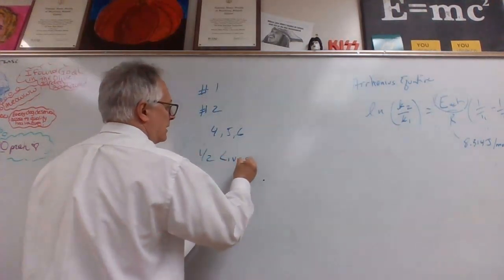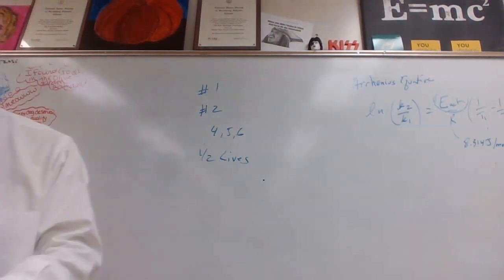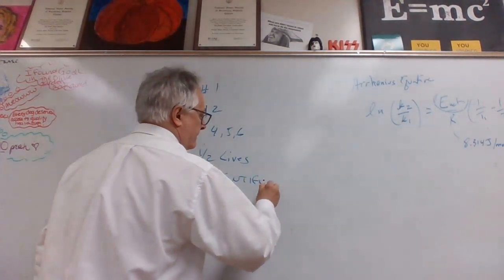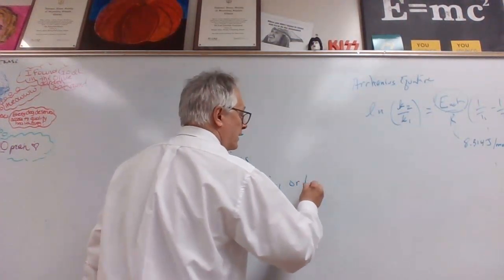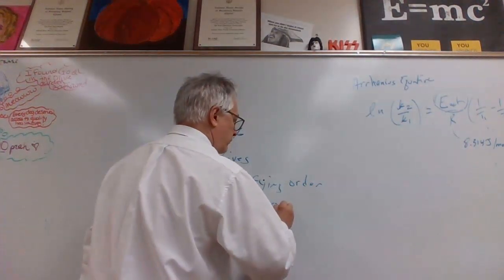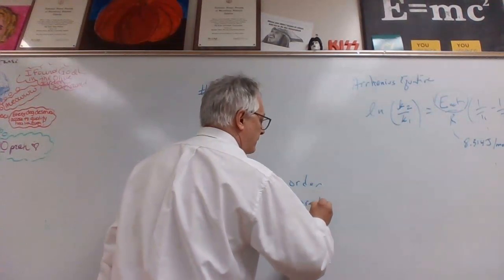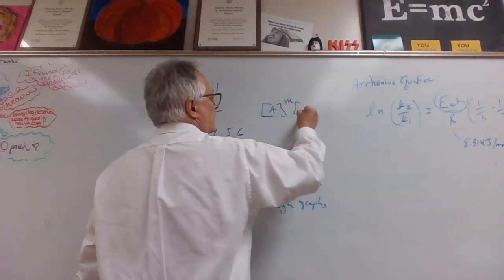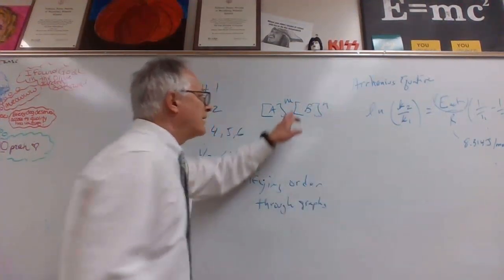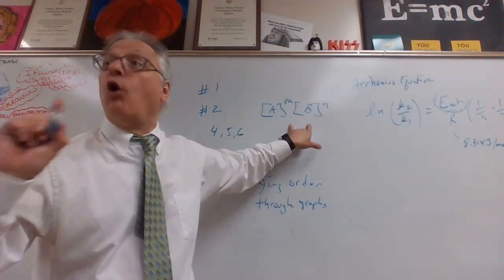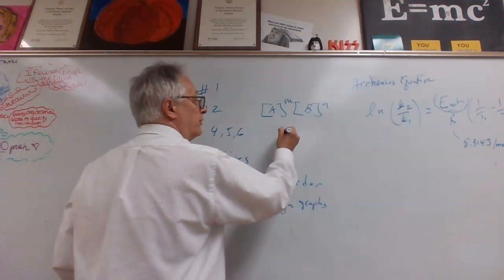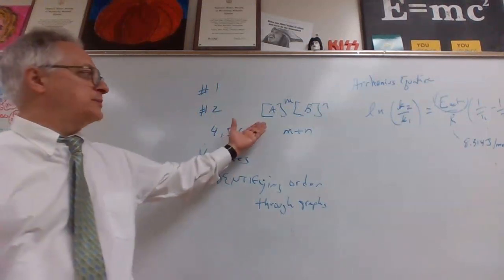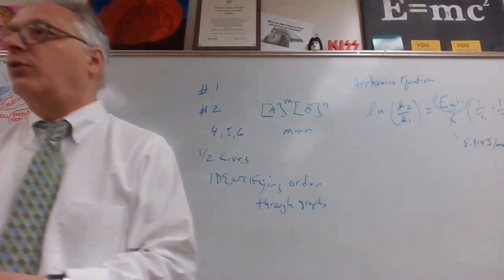And then half-lives, like 12 and 13, and identifying order through graphs. Now remember, we talk about the order with respect to each reactant, and then the overall order. That overall order is going to be m plus n. So if I have a first order with respect to A, first order with respect to B, the overall order is second order.